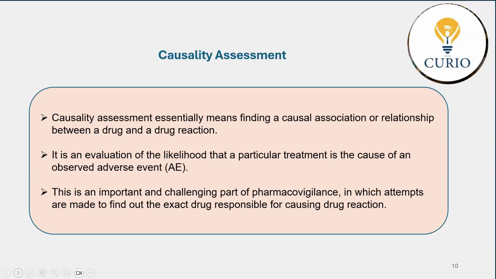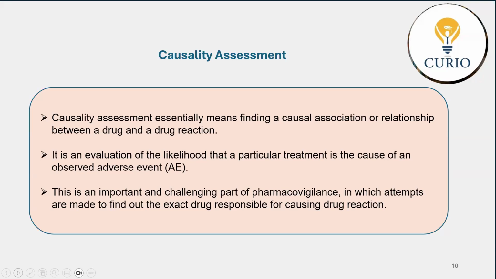How much percentage are you sure that this is the only drug responsible for this ADR? Are you 100% sure that this drug is the reason for the ADR, or are you sure by 50-50%? Based on some logic, they have to decide the likelihood, like this much percentage, that the drug is responsible for that event.